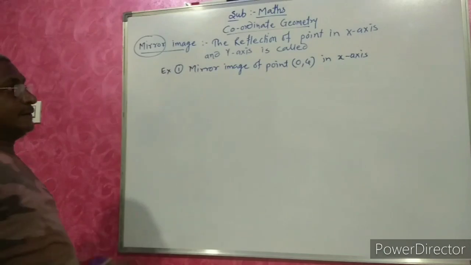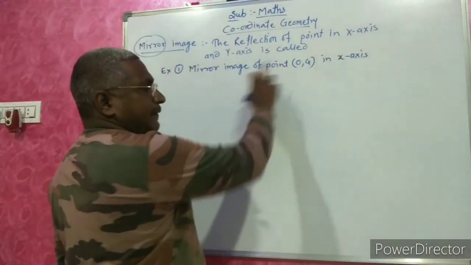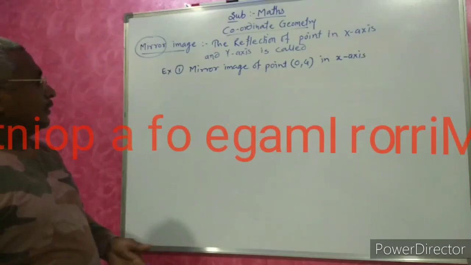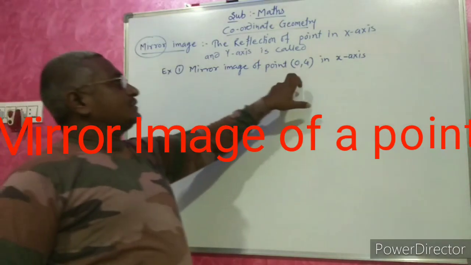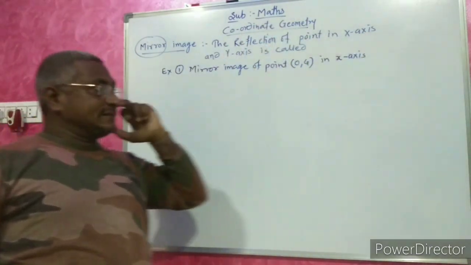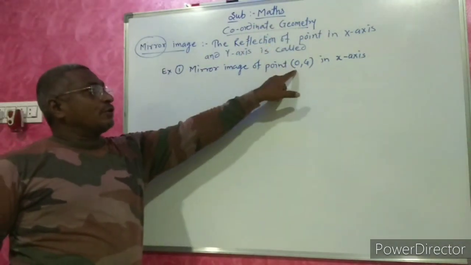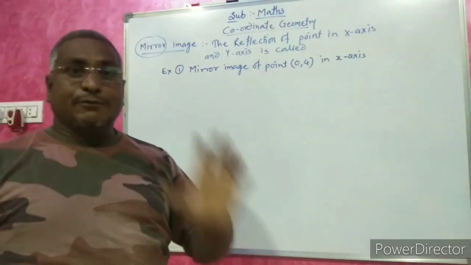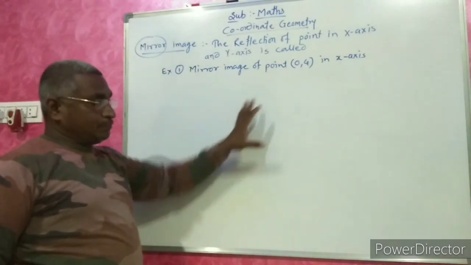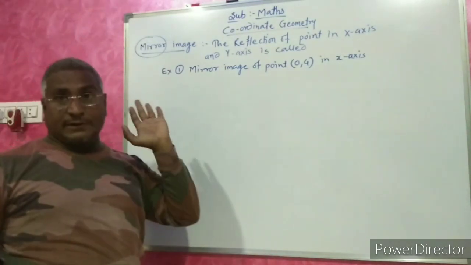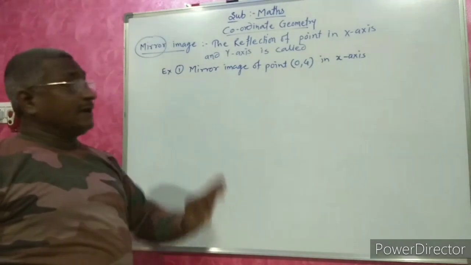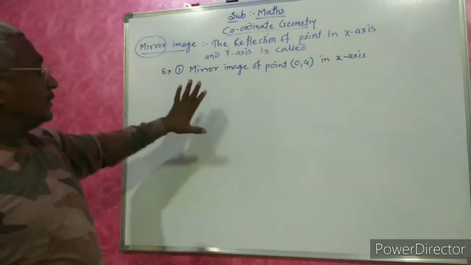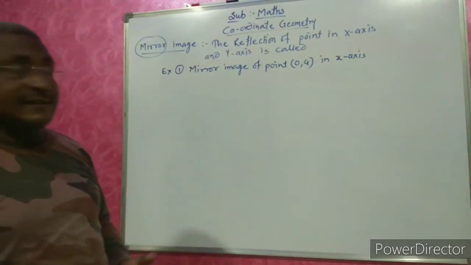Without plotting, the x coordinate becomes 0. Now, the mirror image of point (0, 4) in the x-axis. Here the x coordinate is 0, which means the point lies on the y-axis. Without plotting the point, we have to write the mirror image of this point in the x-axis.